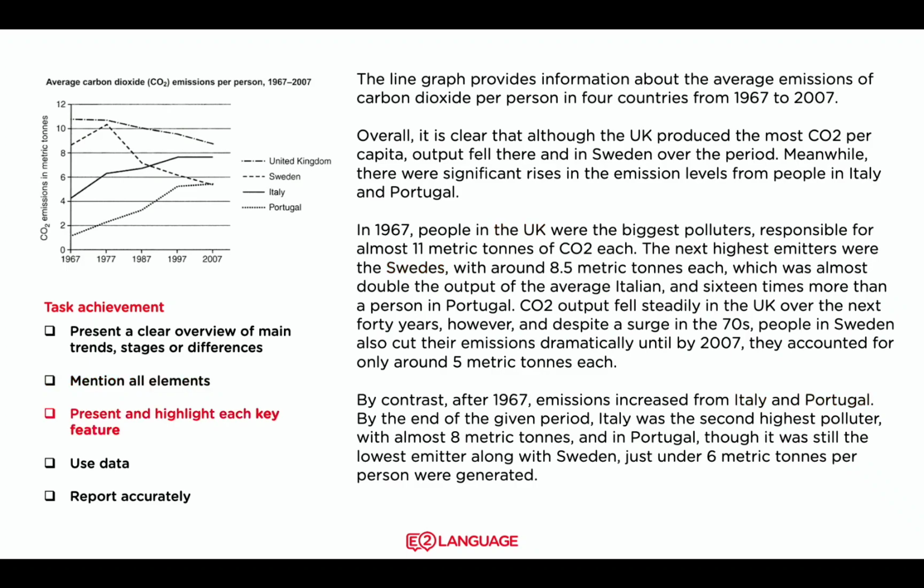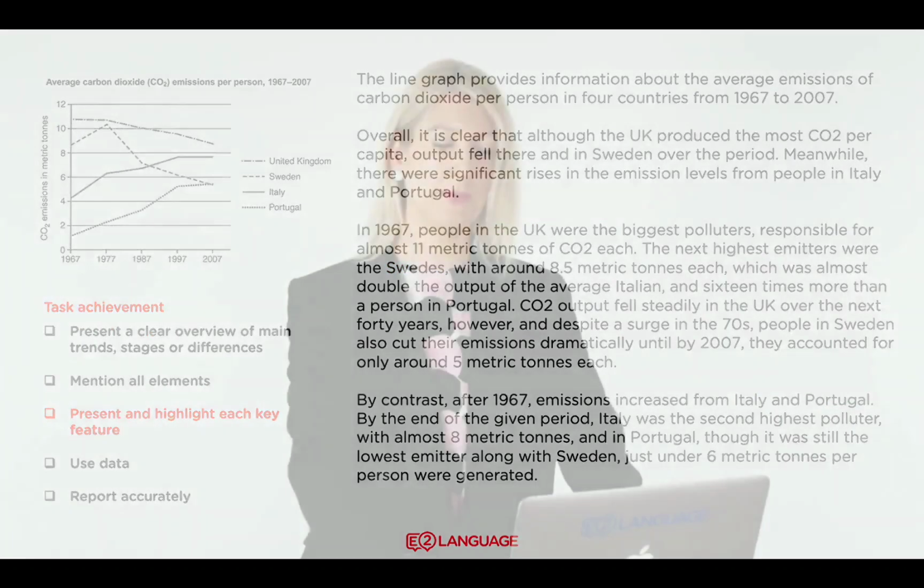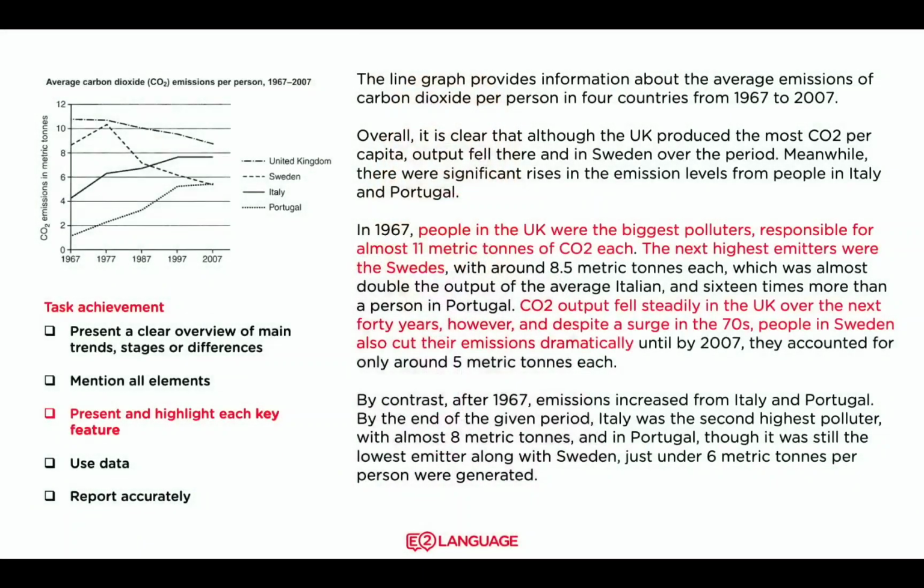Next checkpoint, present and highlight each key feature. So imagine that you were describing this graph to somebody who couldn't see it. What are the critical pieces of information that you can't miss? What is really important to mention? So that means not every single little up and down, and not every number, of course. We don't want to know in each 10-year block. But if you were describing this to someone, what do you think is important to mention?